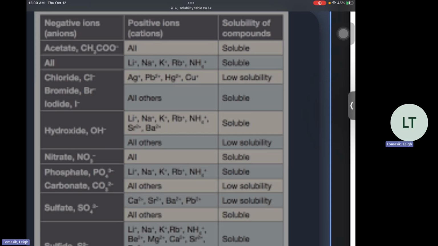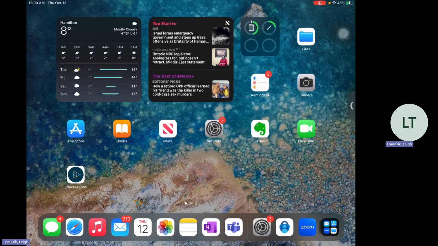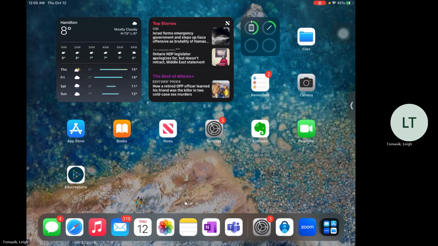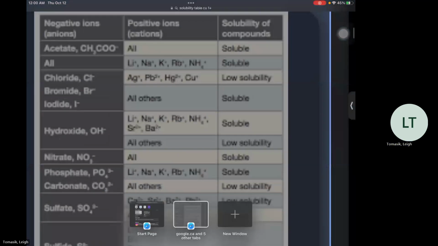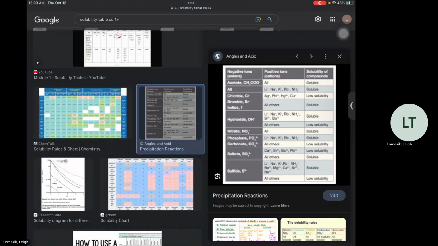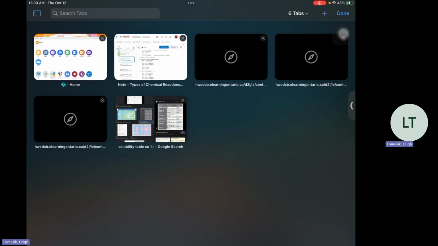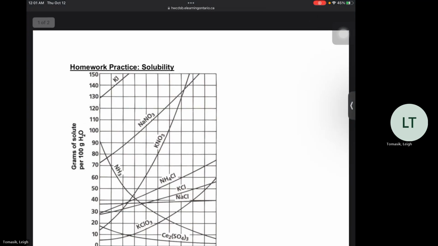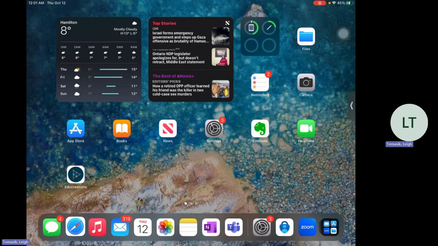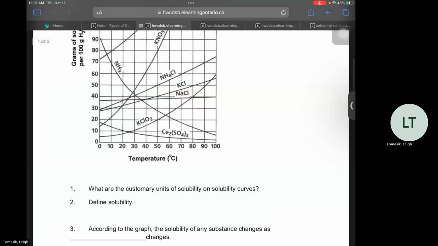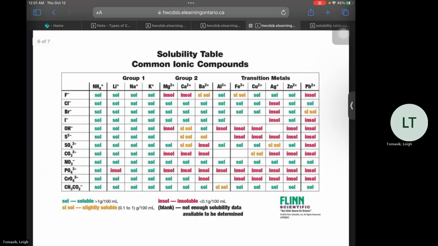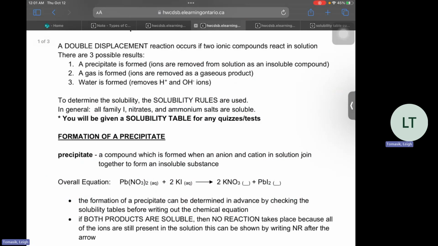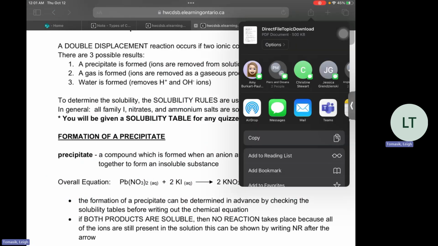So there are hundreds of different solubility tables, and you can't always get them all.